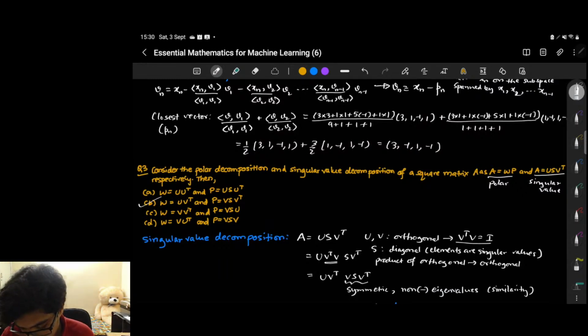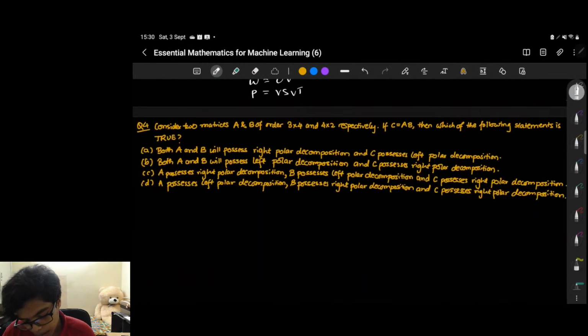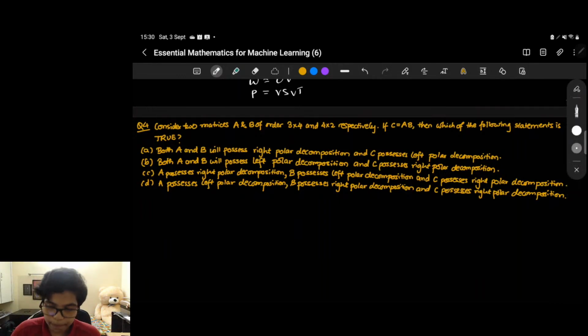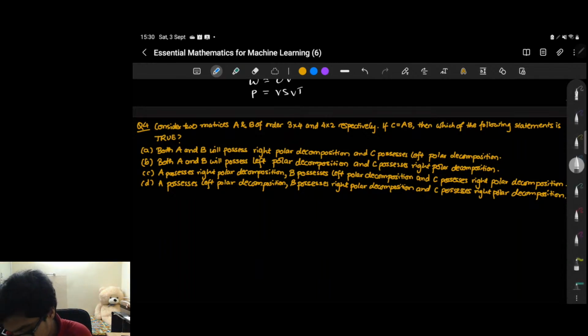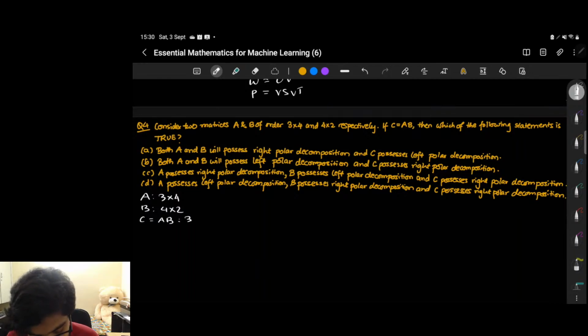So now let us move ahead. Next question. Consider two matrices A and B of order 3 cross 4 and 4 cross 2 respectively. If C is equal to A times B, then which of the following statements is true? So this is about polar decomposition of non-square matrices. In this case, we can have either right polar decomposition or left polar decomposition. Now let me write down. A is 3 cross 4, B is 4 cross 2, and C is A times B, so this will have a dimension of 3 cross 2.